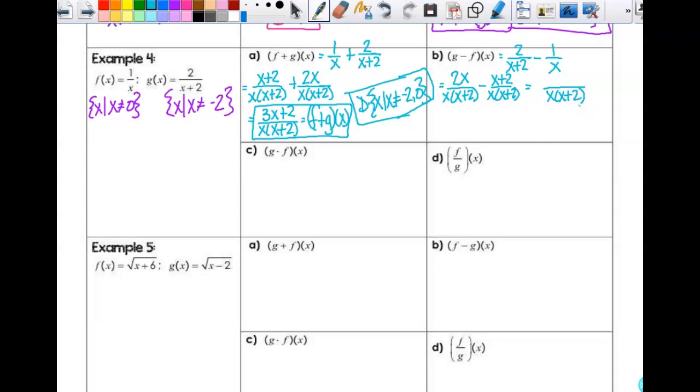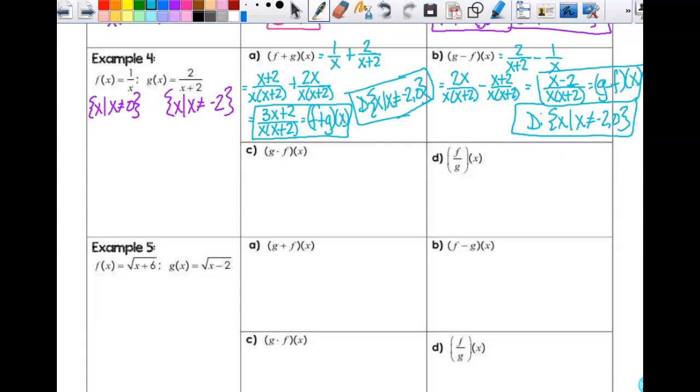Now in the numerator, I've got to be careful here. This is subtracting this whole fraction. So it is 2x minus x, which is x, and then x minus 2 minus 2 here. Is there anything I can cancel? No, I cannot cancel these x's out, because there's a subtraction here. x minus 2 doesn't cancel with x plus 2, so that's it. And that is g minus f of x. And my domain is the set of all x's such that x does not equal negative 2 or 0.